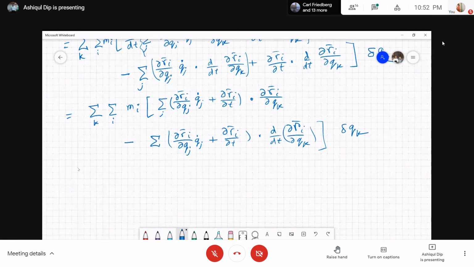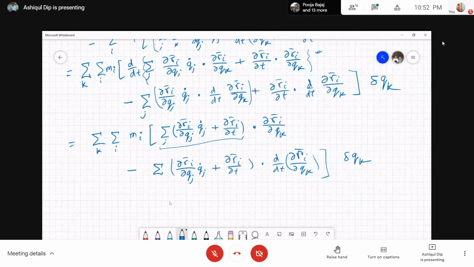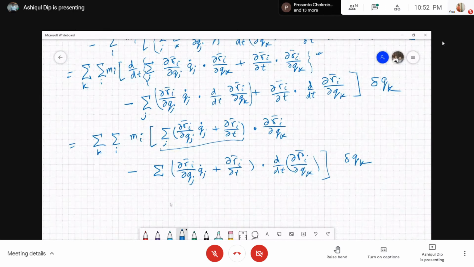Yeah. So tell me, what is this thing? What is this whole thing? Like sum over j delta ri by delta qj dot plus delta ri by delta t. vi. Velocity. It's the velocity. It's vi, the actual velocity. Yeah, this is the actual velocity.